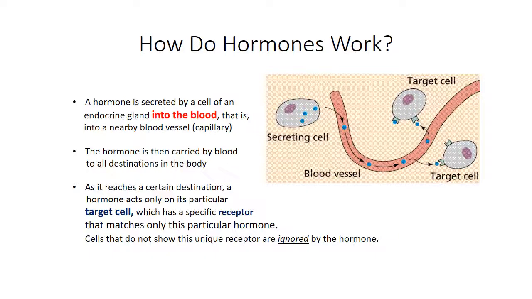Now, how do hormones work? First and foremost, please remember this very important point. A hormone is secreted by a cell of an endocrine gland. You see it on the left in the picture. It's a secreting cell. It secretes the hormone into the blood, into the bloodstream, into the circulation. That is, into a nearby blood vessel, which is a capillary.